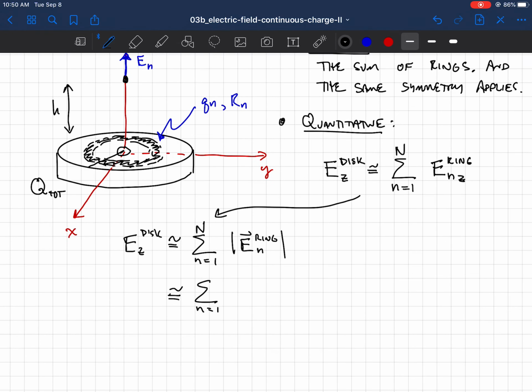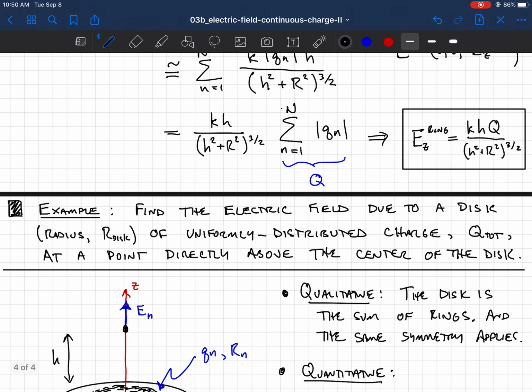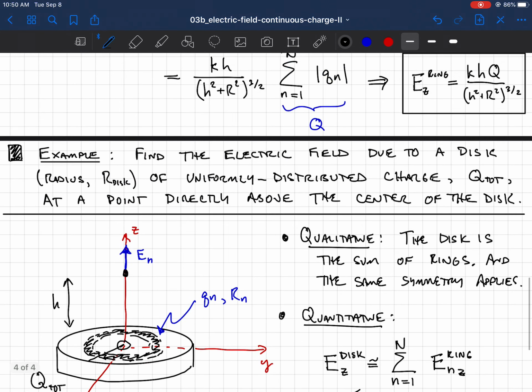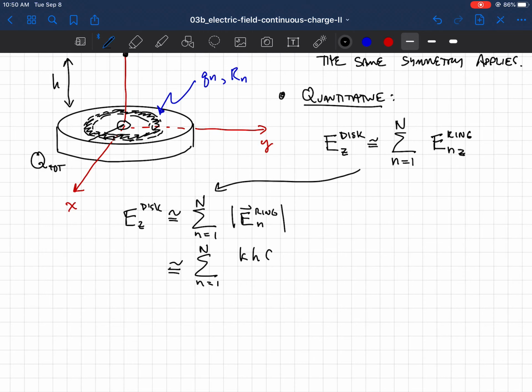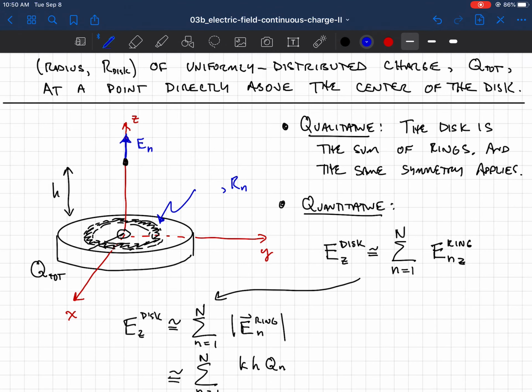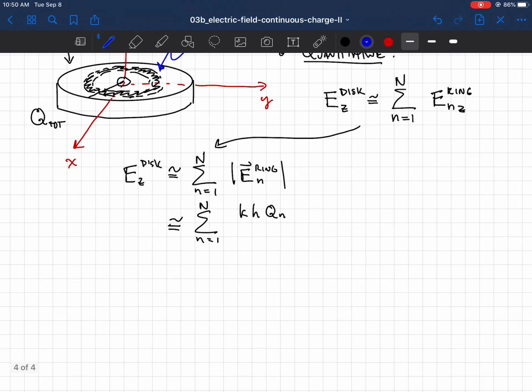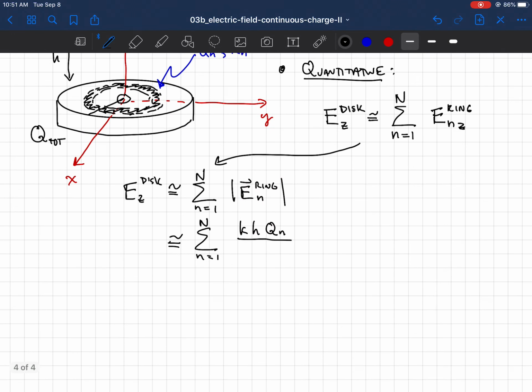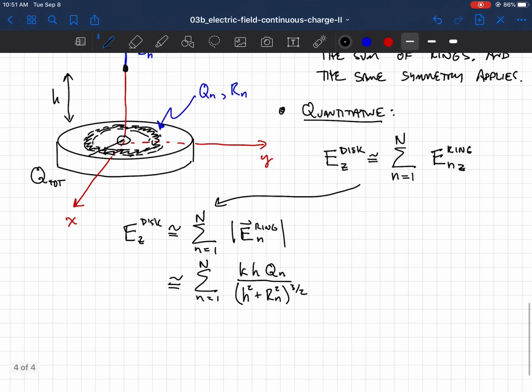Next step, we want to say what that magnitude is, and that's what we did the work on the previous page for. We have an expression for E sub z. The magnitude of that is just making sure that that whole thing is positive, and so we get k h Q, and I should say Q sub n here, so let's make this capital Q sub n. h, remember, did not depend on the particular ring, and then we divide by h squared plus r sub n squared to the 3/2. Okay.